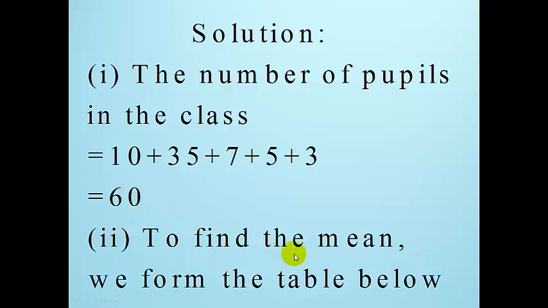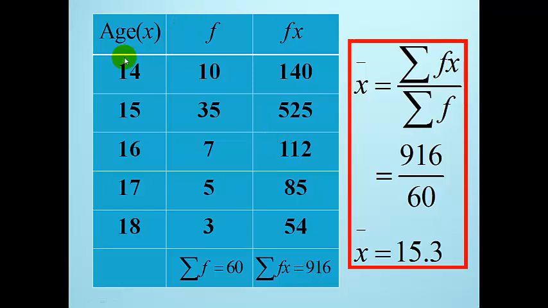Now to find the mean, we form the table below. We have the age, we have the frequency, and we have our fx. The age is the x. We have the frequency, that's the number of students, and we have fx, that is the frequency times the age. Now 10 corresponds to 14, 35 corresponds to 15, 7 corresponds to 16, 5 corresponds to 17, and 3 corresponds to 18.